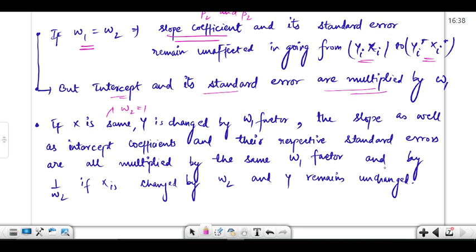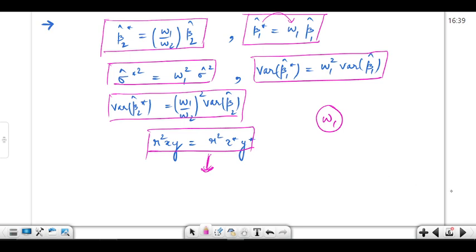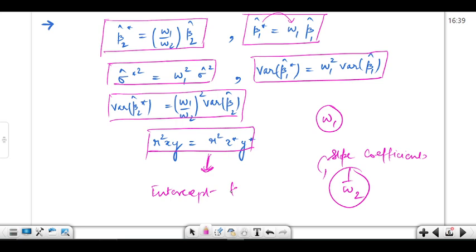Now, if I only change the scale of the x variable by a factor of W2 and y remains unchanged, then your beta 2 hat star, or the slope coefficients and the related formulas, will change by a factor of 1 upon W2, while your intercept terms will remain unchanged, because your intercept, as you can see, is a function of W1 and not W2. It has no relation with W2.